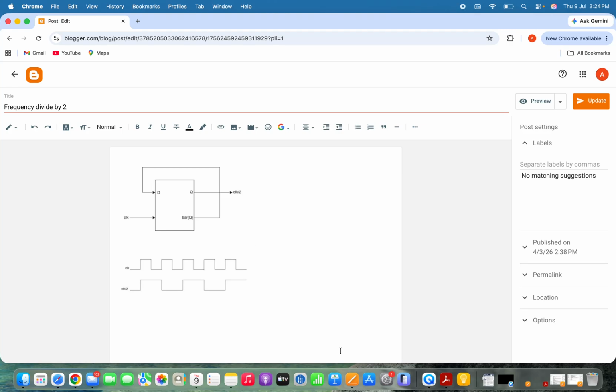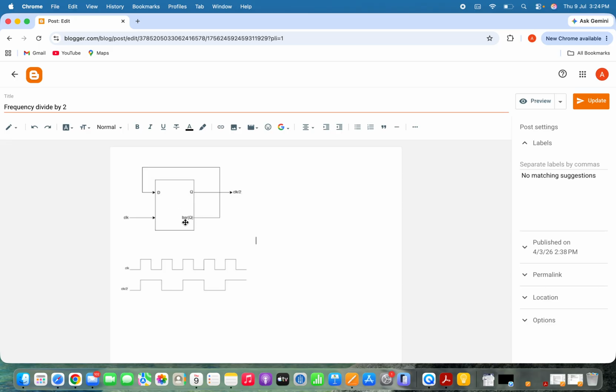Hi everyone, in this video we will learn how a D flip-flop can be used as a frequency divider by 2. This is one of the most commonly used circuits in digital electronics for generating a clock signal with half the frequency of the input clock. Let's understand how it works.